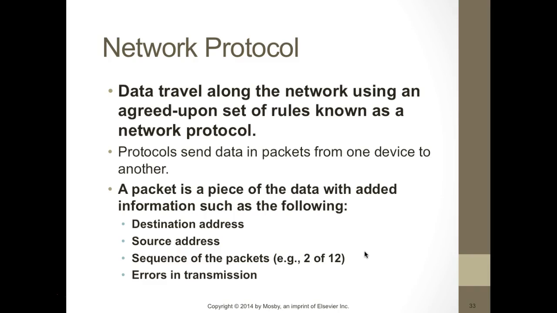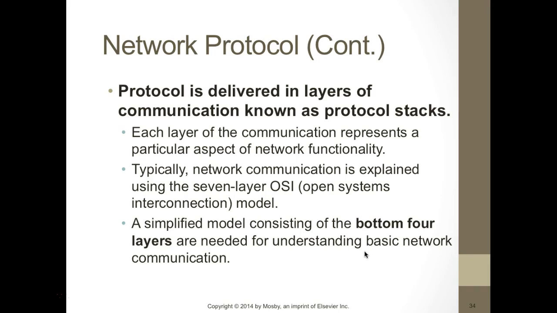So data travels along the network using an agreed upon set of rules known as the network protocol. So protocols send data in packets from one device to another. So a packet is a piece of data with added information such as the IP address, the source address, the sequencing of the packets, and errors in transmission. So protocol is delivered in layers of communication known as protocol stacks. So each layer of communication represents a particular aspect of the network function.